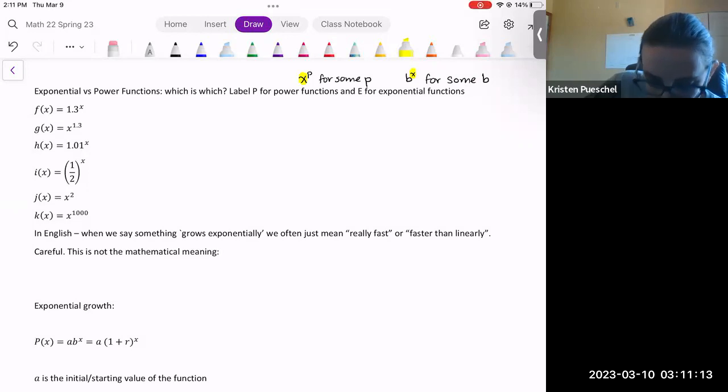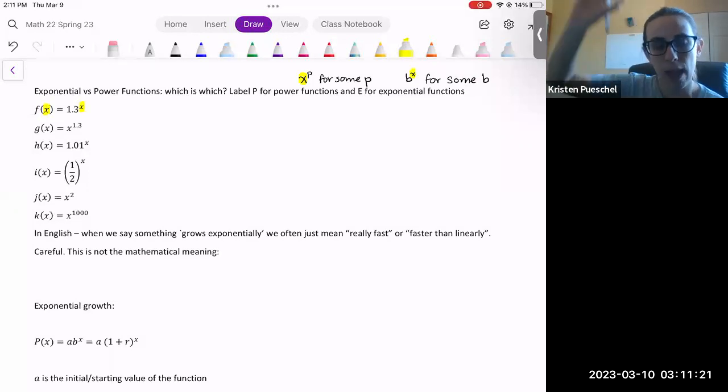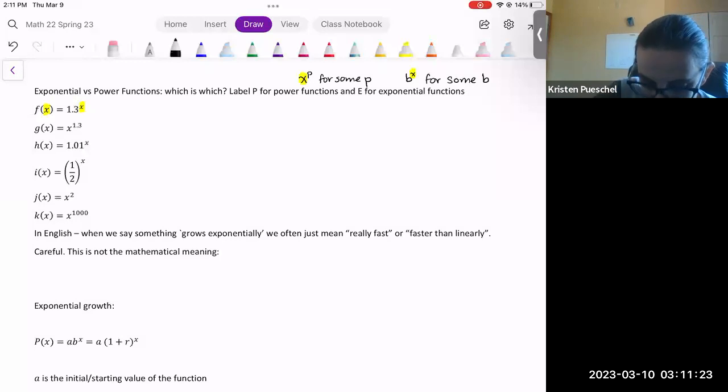Okay, so if we take a look at this, in our first example, we have 1.3 to the x. So notice that our input is going up into the exponent. This is an exponential function. In the next example, our input here, g of x, is going into the base. So we're taking x to the 1.3. So this is a classic example of a power function.